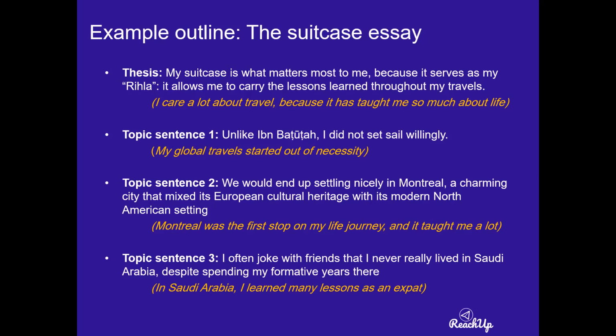And what are the supporting statements for that main argument for his essay? One, he makes the argument that his global travels started out of necessity. He had to leave his home country. And the way he writes that is he says, unlike Ibn Battuta, I did not set sail willingly. That's one supporting argument. The other supporting argument is where he talks about his time living in Canada and the city of Montreal. And he writes, we would end up settling nicely in Montreal, a charming city that mixed its European cultural heritage with its modern North American setting.